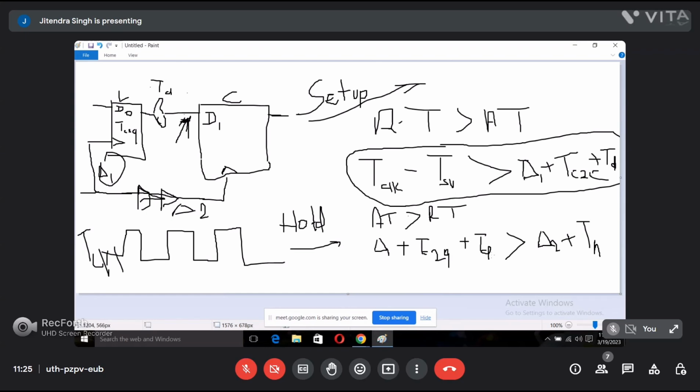And I have also written the hold equation: delta 1 plus clock-to-Q delay plus TP is greater than... For the hold violation, what we consider is that the arrival time is greater than the required time. For hold, the required time is delta 2 plus hold time, because there is no consideration of the clock time period in the hold time calculation.